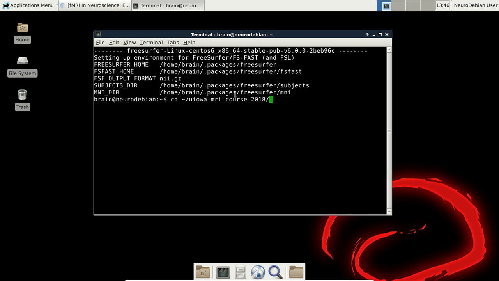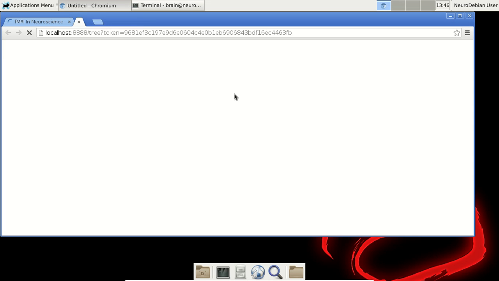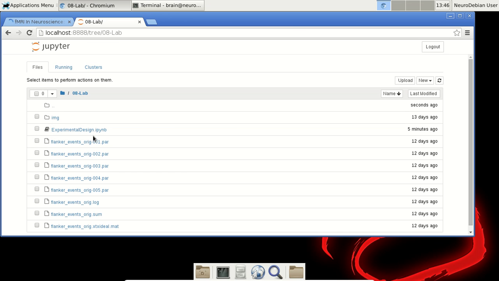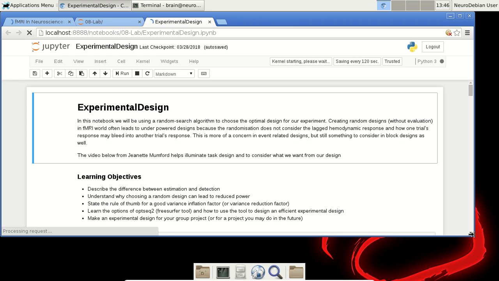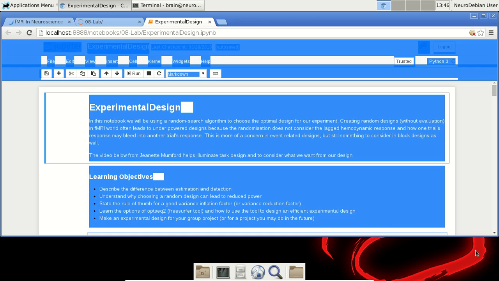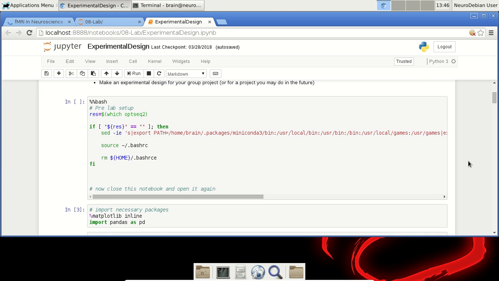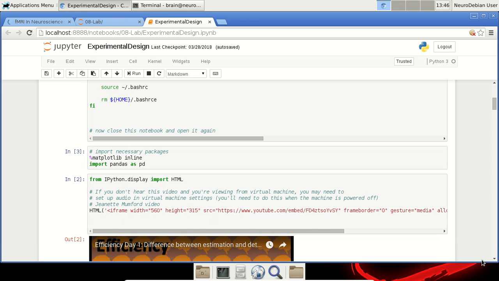So we'll cd as always into our lab repository, then we'll type Jupyter Notebook to open it. Click on the 08 lab and the experimental design. Alright. Let's see if I can make this bigger. Oh. If I can't, we'll just deal with it like this. Maybe I can make it bigger. There we go.